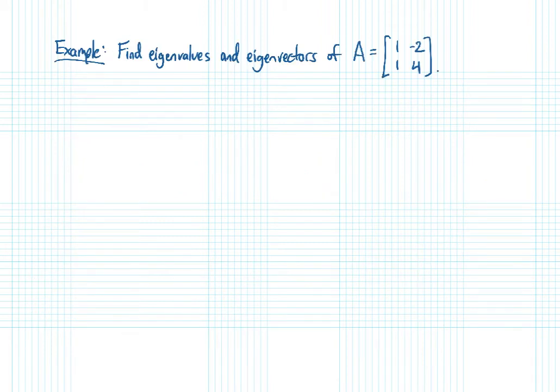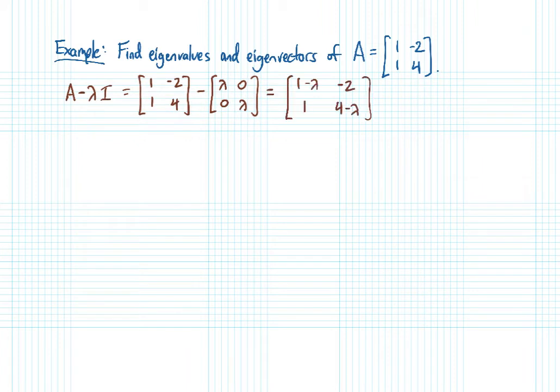Suppose we want to find eigenvalues and eigenvectors of this matrix. So the first thing I'll do is I'll just write out A minus lambda I. Now lambda times I just has lambdas down the diagonal and zeros everywhere else. And so what you get is something that looks like A, except it has minus lambdas on all of the entries on the diagonal. So then the next thing we want to do is compute the determinant of this.